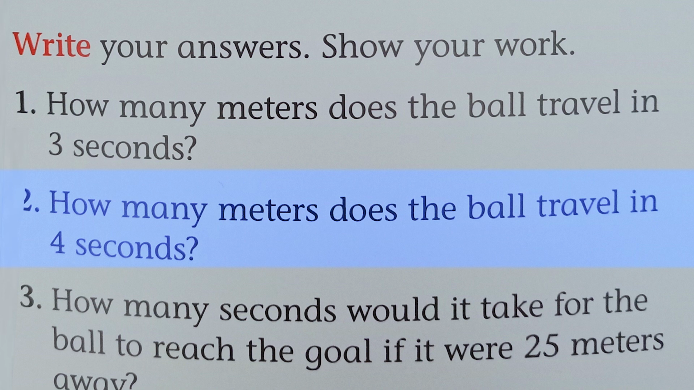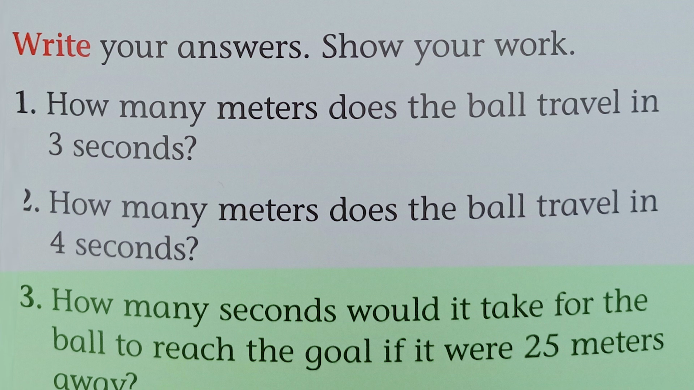Number 2. How many meters does the ball travel in 4 seconds? Well, now this should be pretty easy. The ball travels 5 meters per second for 4 seconds, and that means we take 5 times 4 and we get 20.